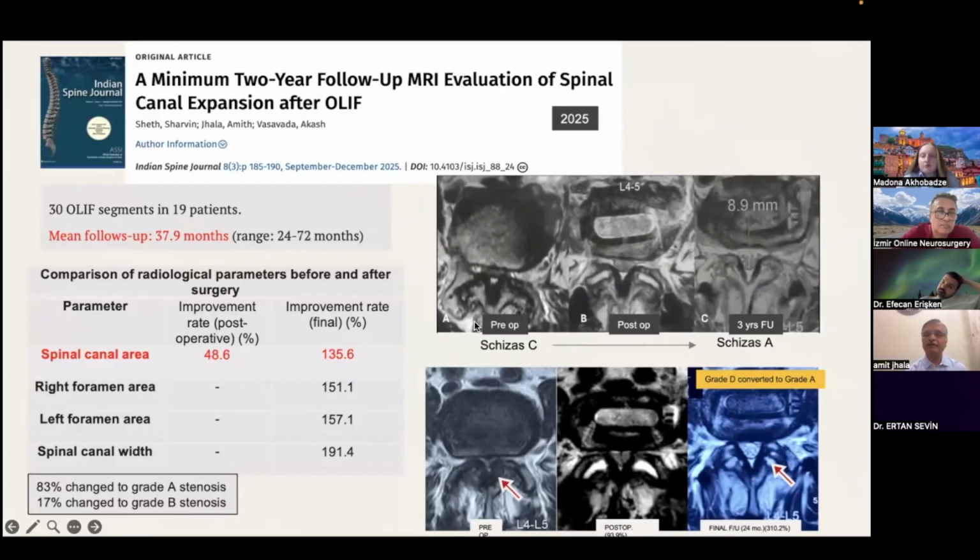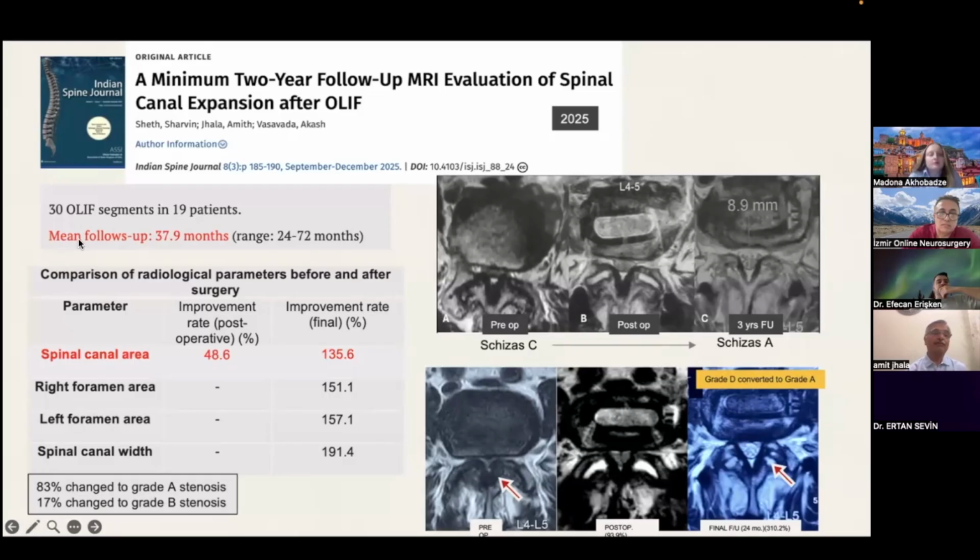So Schizas grade C was converted to Schizas grade A without any direct decompression. It was all the indirect decompression effect. This is Schizas grade 4, and then you can see that in 3 years' time or 2 years' time, it has completely opened up the canal, and there's a remodeling of the canal which occurs.